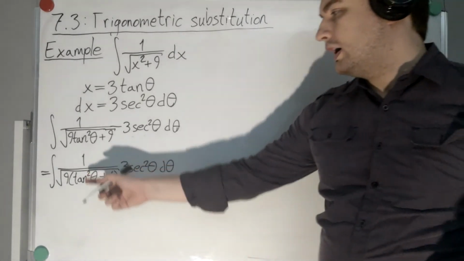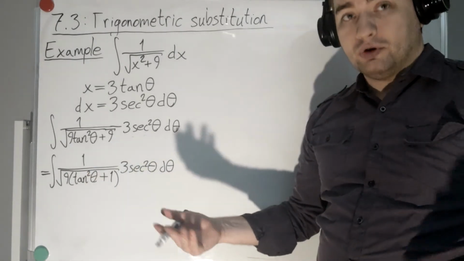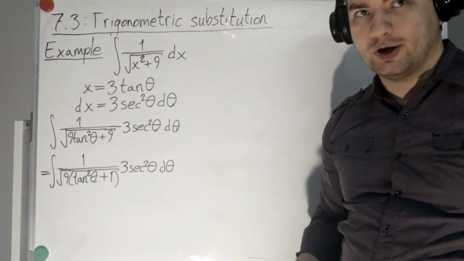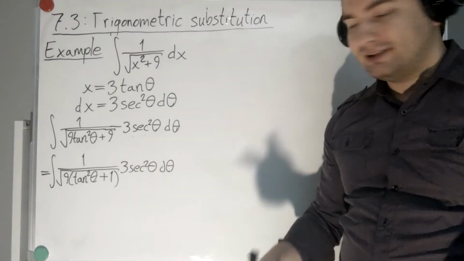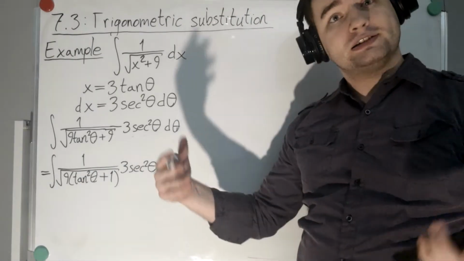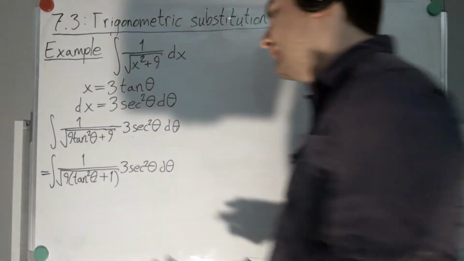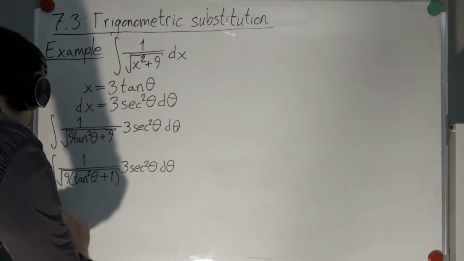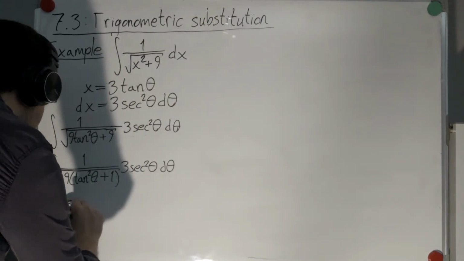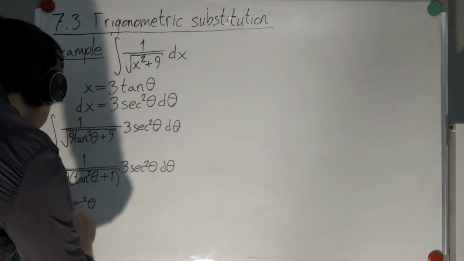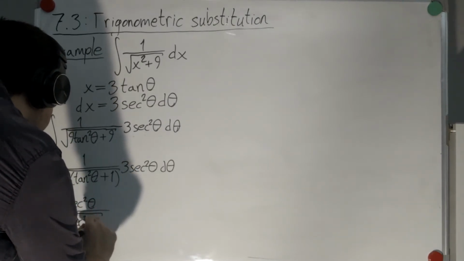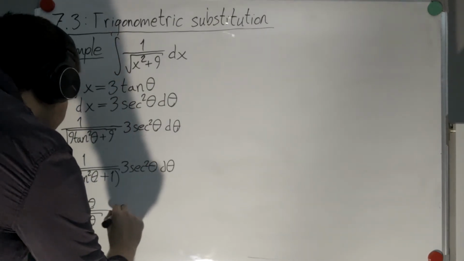Now then, square root of 9 is, of course, 3, and then that cancels with this 3, so might as well get rid of those. But more importantly, tangent squared theta plus 1 is secant squared theta. So this now becomes the integral of secant squared theta divided by the square root of secant squared theta d theta.